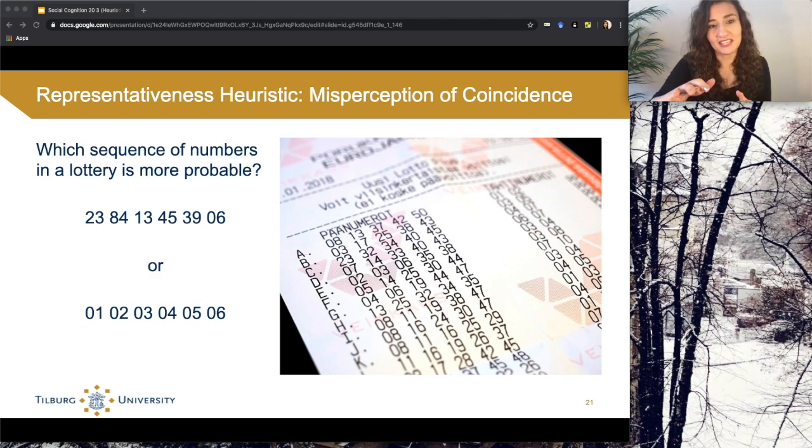Now, in the link to the experiment, you should also be able to see in the end the results, not only of yourself, but also of other people who've participated in this. And it will be interesting to see if indeed it is the case that more people think that 23, 84, and so on is a more likely sequence in a lottery than 1, 2, 3, 4, 5. Because if that wasn't the case, then we should have about a 50-50 split between these two.